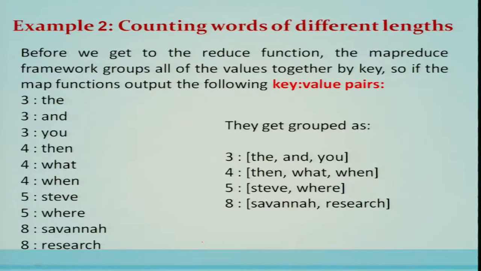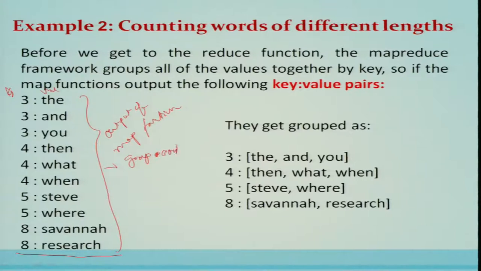So, if a file is given with these words, the map function will output in this form. This is basically the length as the key, this is the key value pair, this is the output of the map function. Now, once this is given as an output of the map function, then they are grouped according to the key values. So, you see that this is in the sorted order. To group according to the key values, we have to do the sorting according to the key. So, this particular list is sorted according to the key.